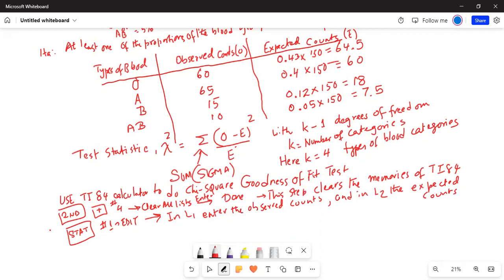Then press the stat button, then highlight test on the top row and scroll down to chi-square GOF test. First is chi-square test, next is chi-square GOF. As I told you, GOF means goodness of fit. Scroll down to chi-square GOF test.